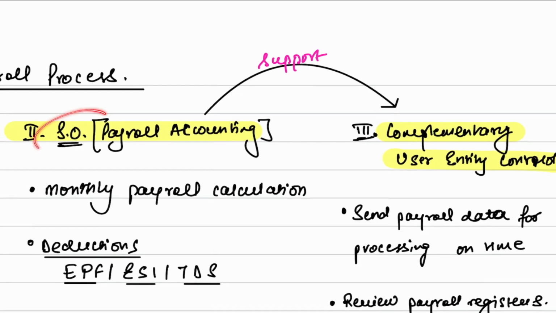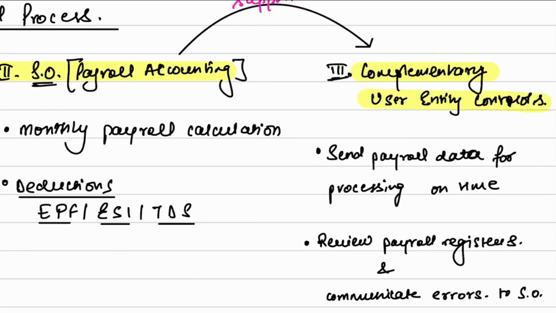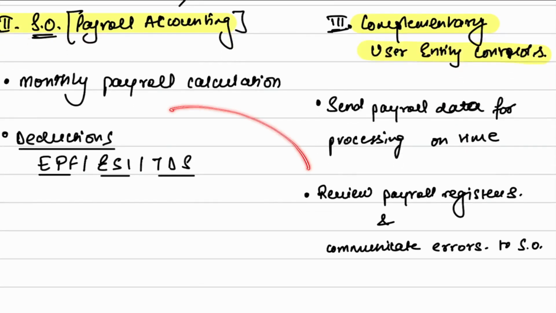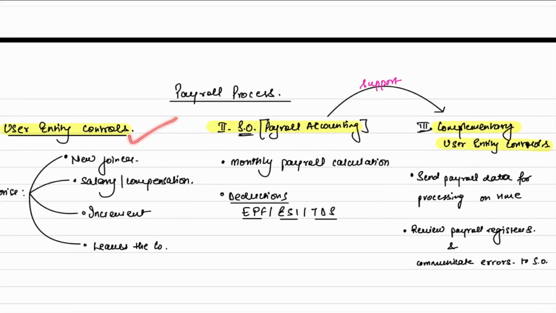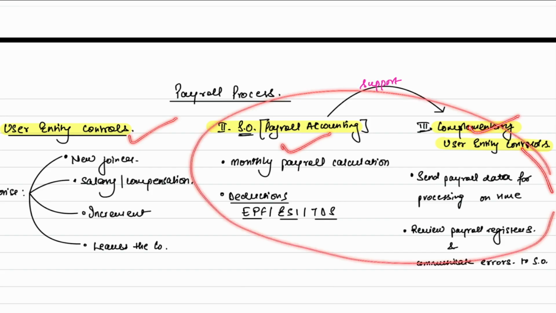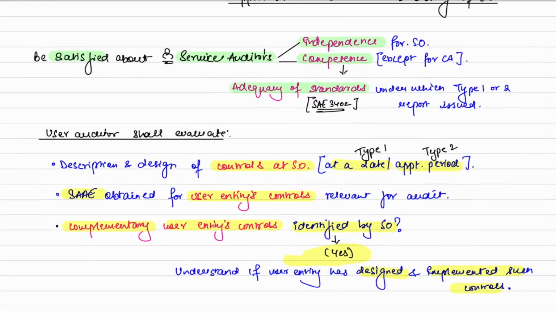Now to support the service organization controls, there should be complementary user entity controls. Unless the user entity sends the data, how will they do the payroll calculation? So the user entity should send the payroll data for processing on time. Plus, whenever the calculations are done by the SO, they should review the registers and communicate the errors to the SO. So three types of controls are user entity general controls, SO controls, and complementary user entity controls. These two controls go hand in hand, SO and complementary user entity controls. So I hope now these 3 points are clear.